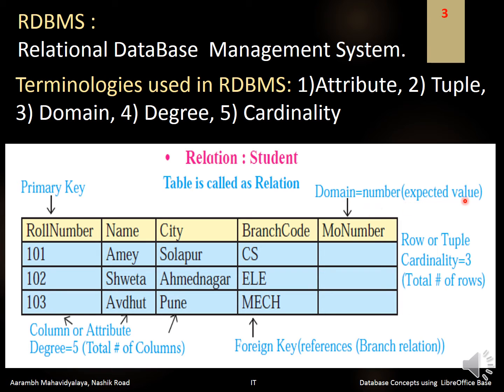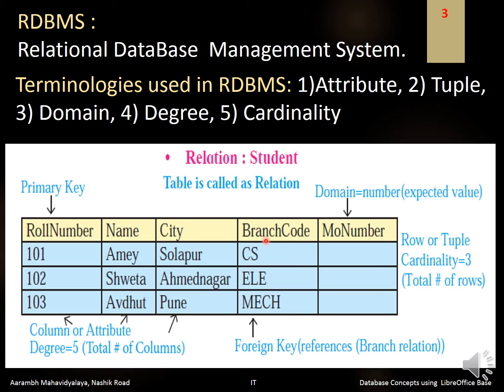Then here is the domain, that is the set of expected values. How many values should be entered here? That is the domain. Then this is known as the row or tuple, and it has the cardinality 3, that is the total number of rows, which is 3. Then these are the different columns, also known as the attributes, and the value is 5, or degree 5. That means this table currently contains 5 columns, therefore it has degree 5.